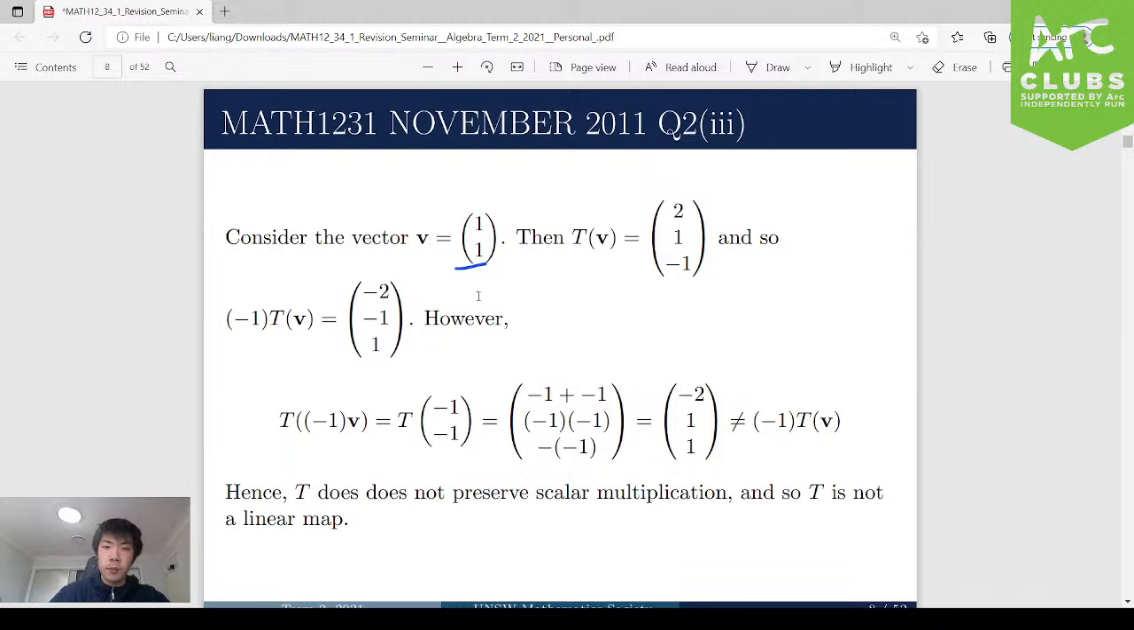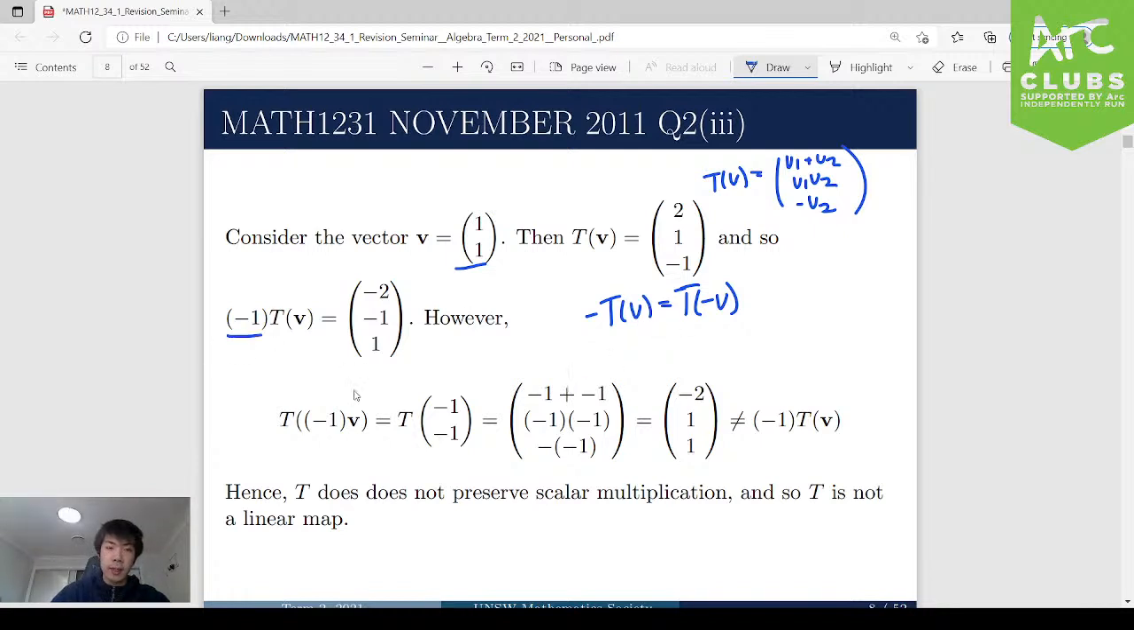So we chose v equal (1, 1). Then that means T of v would be (2, 1, -1). Recall that T of v is v1 plus v2, then v1 times v2, and then negative v2. So we have (2, 1, -1). Now, if this map was linear, then this here would be true, correct? Because if you have the scalar on the outside or the scalar on the inside, it shouldn't matter. It should preserve scalar multiplication. So we're going to use this fact to show that it's not linear.